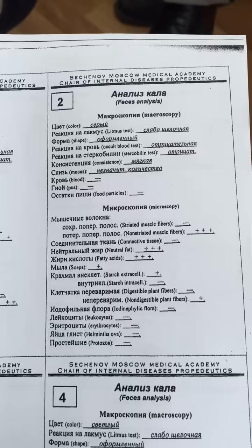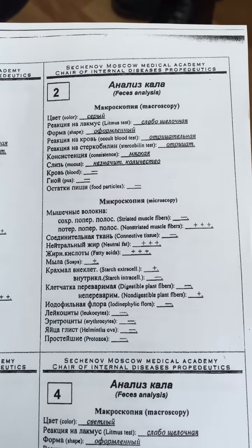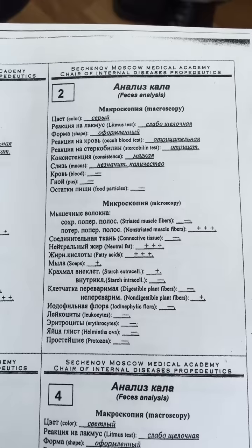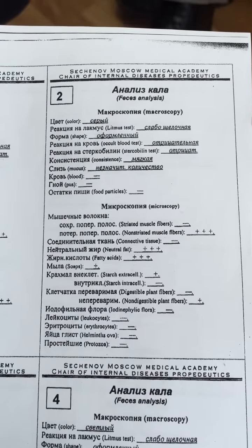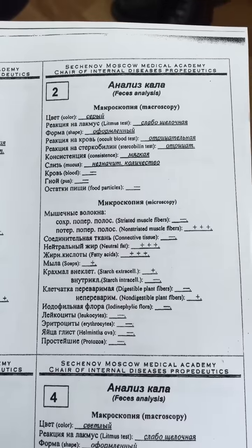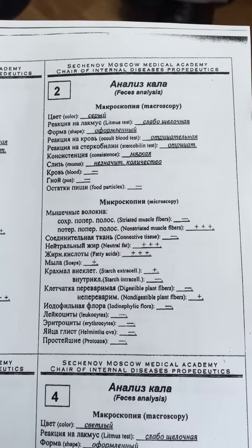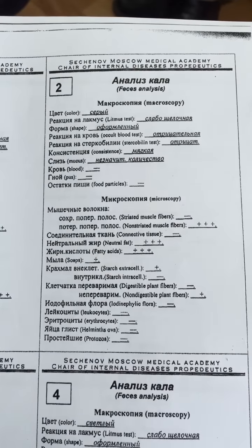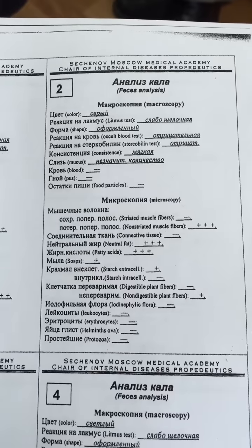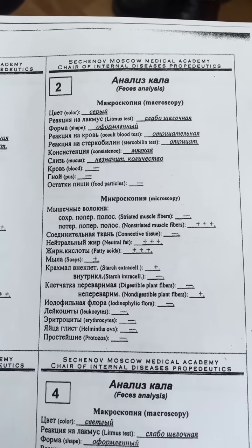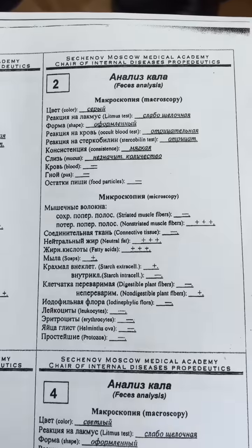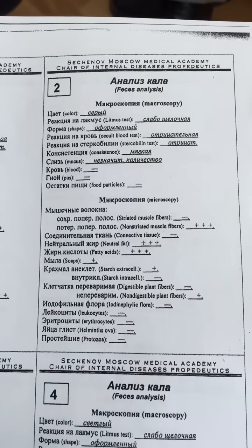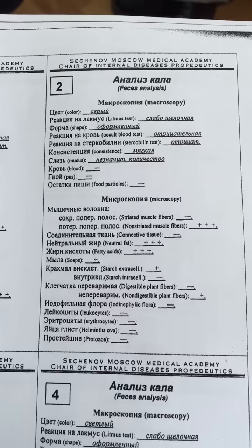Number 2, also color is gray. Seri. Yes, gray. The reaction is alkaline, slightly alkaline. Yes. Shape is normal. Occult blood test negative. Stercobilin reaction also negative. But I think it's the same as the previous analysis, with one exception.